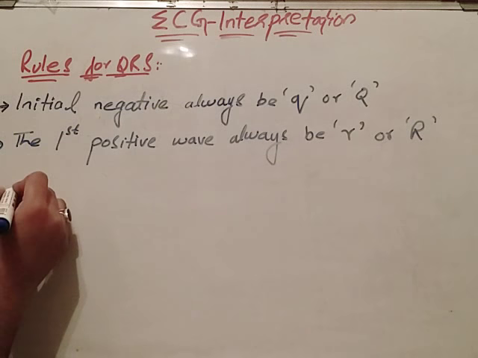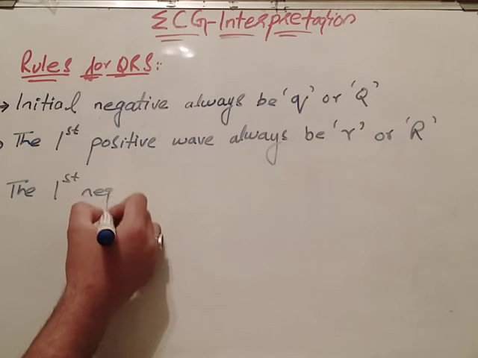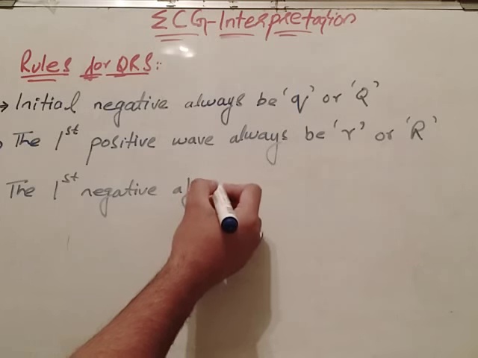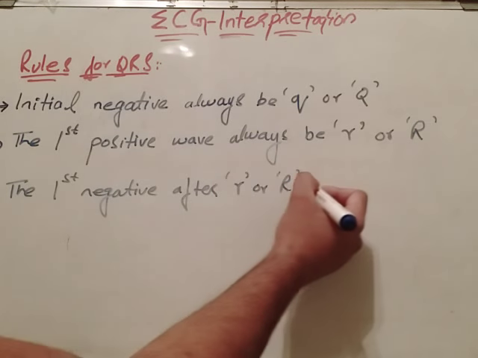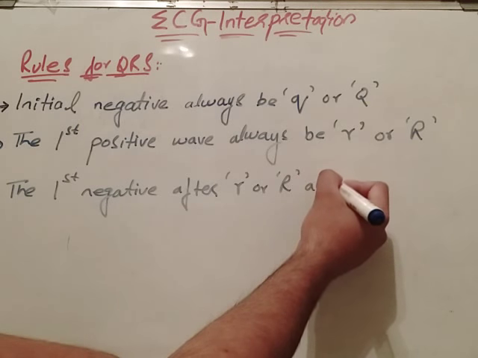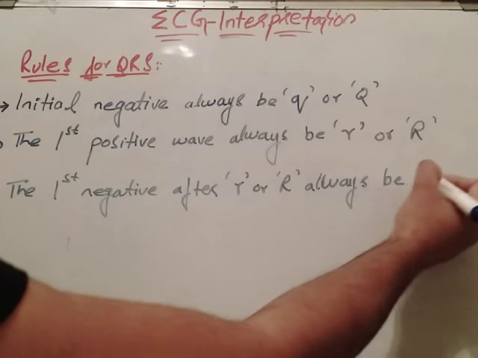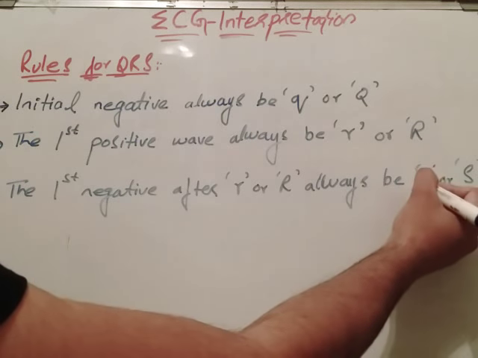And rule number 3 is that the first negative after R or capital R will always be S, small s or capital S.